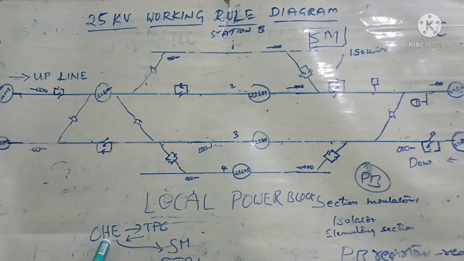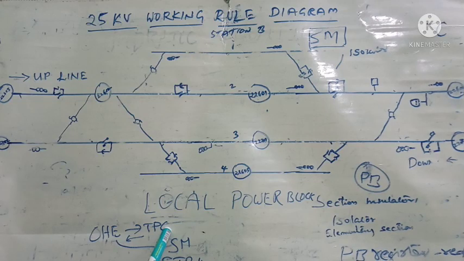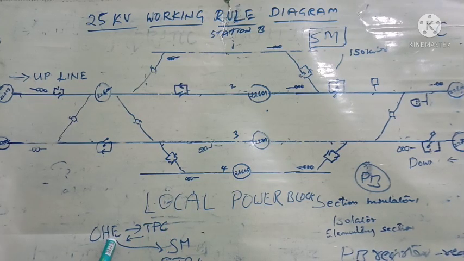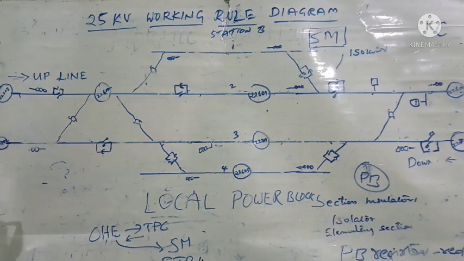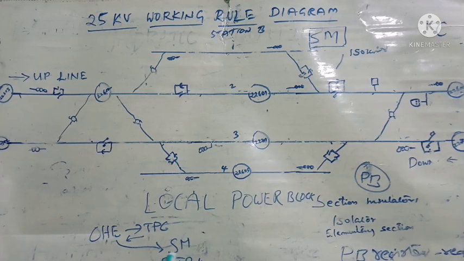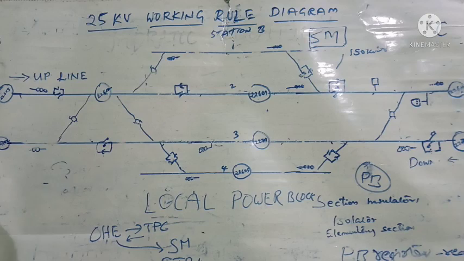So in the case of local power block, OHE staff will ask permission from TPC, and on getting permission from TPC, OHE staff will approach the station master and he will request a power block in form ETR4. The form used for local power block is ETR4. So in this message, the elementary section in which he is going to take power block will be mentioned, and also the isolators which are going to be kept open.